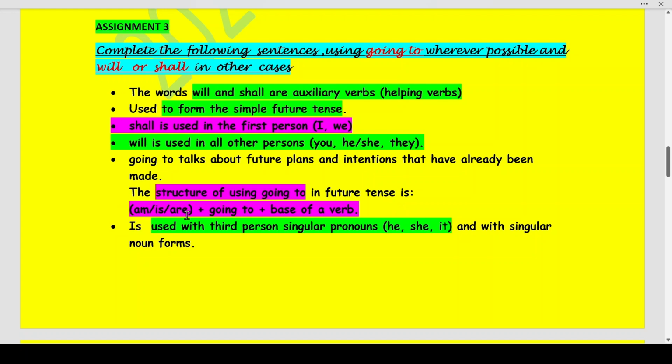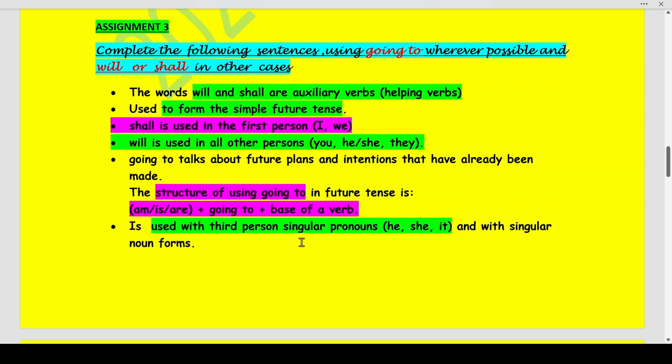It is either is, am, or are followed by going to plus the base form of a verb. The structure of going to is is, am, or are depending on the subject, whether it is singular or plural, followed by going to plus the base form of the verb. These three things are very important, which I have mentioned: shall, will, and going to. What are the basic requirements for them?